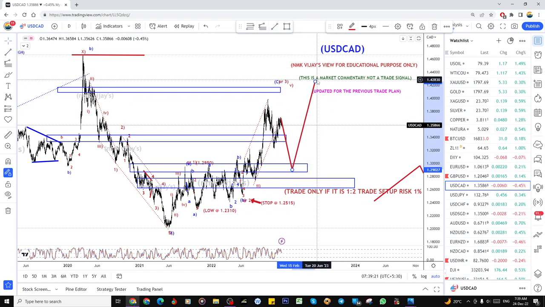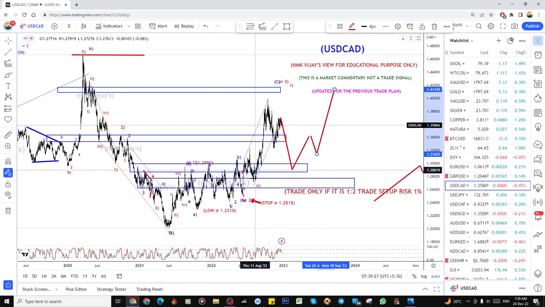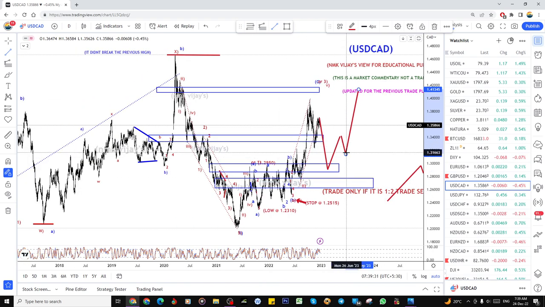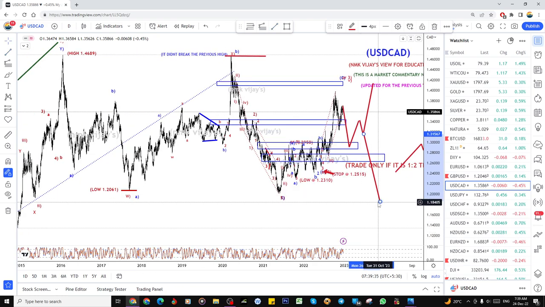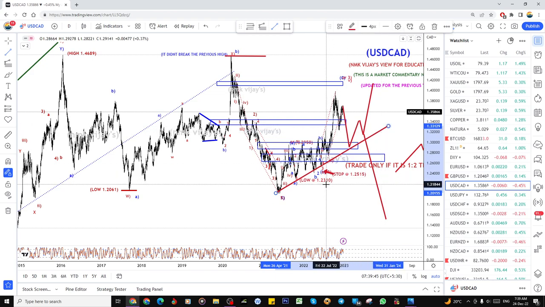This is also in the three-way structure, not a single way. This is also going to be a three-way structure, or if DXY is going to the downside, and the USD/CAD is also going to do the downside. So if we are using this trend line, be careful.